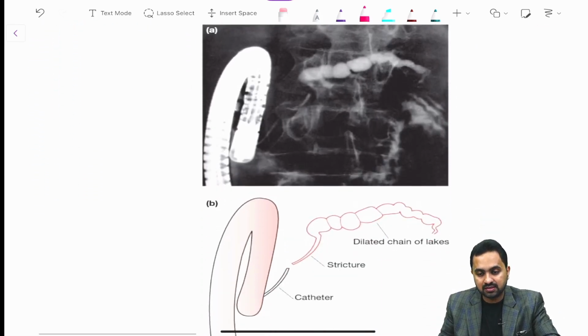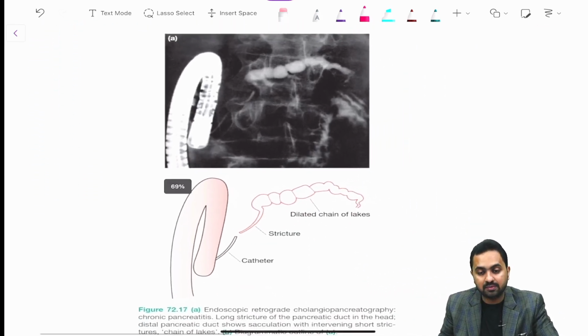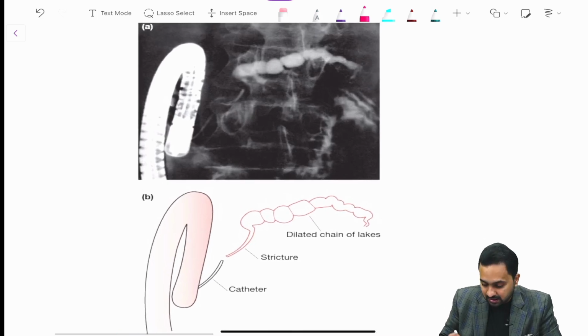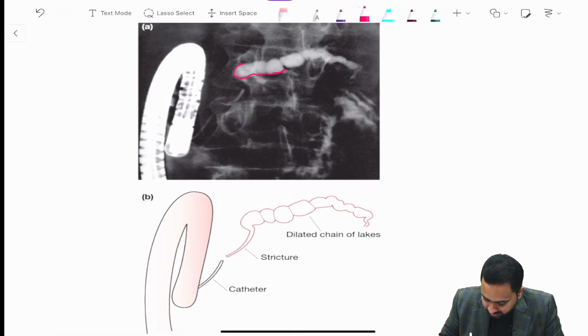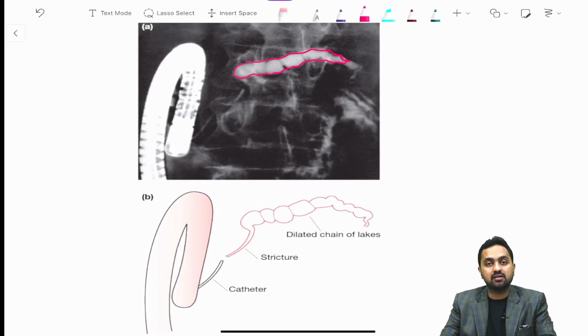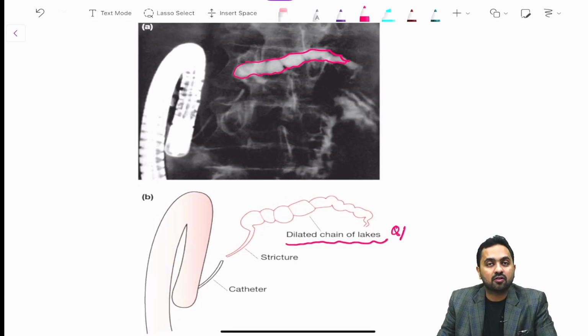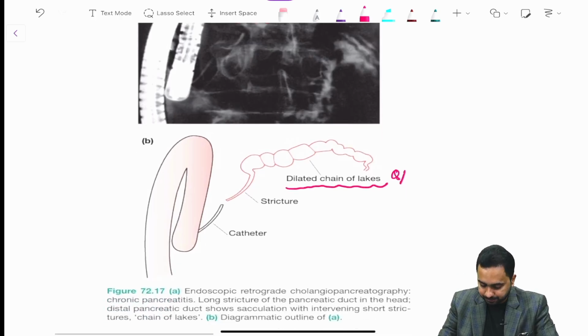So we have this image over here, which is an image of an ERCP showing features of chronic pancreatitis. Now these are the classical features seen over here, which is the lake of chain appearance, right? So these are the dilated chain of lakes. This is one of the classical features of chronic pancreatitis.